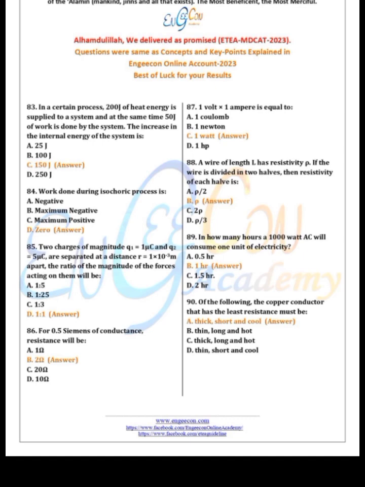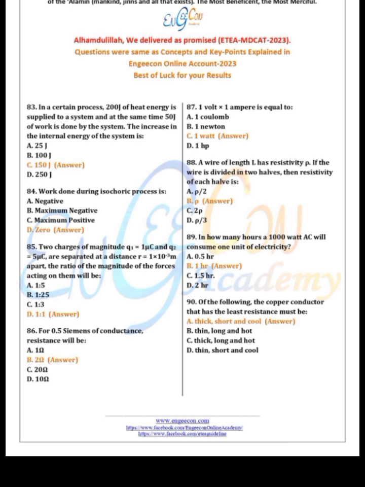Now come to 83. In a certain process, 200 joule of heat energy is supplied to a system and at the same time 50 joule of work is done by the system. The increase in the internal energy of the system is 25 joule, 100 joule, 150 joules, 250 joules. Correct option is 150 joule.